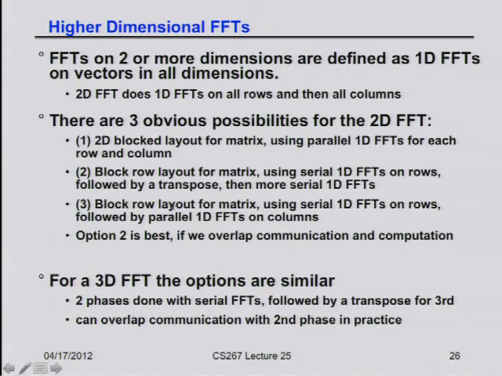And the third way to do it is, again, I start with a blocked row layout. Every processor owns a subset of the rows, so they can do sequential 1D FFTs in the rows, no communication required. And then I do parallel 1D FFTs in the columns. I leave the data where it is, but now each column is owned by p processors, so I have to do a parallel FFT. So these are all different ways you could imagine doing it, and it turns out that option 2 is going to be the best, by doing the transpose in the middle.